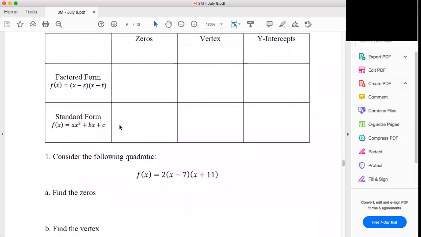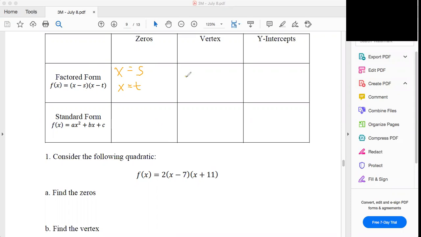We have two different forms here. We've got factored form, which is x minus a number, x plus a number. When we've got that form, our zeros, where it crosses the x-intercept, are going to be x is equal to s. Keep in mind the sign. Here it's a minus, so it's going to be the opposite. And x is equal to t, so that's where it would cross the x-axis.